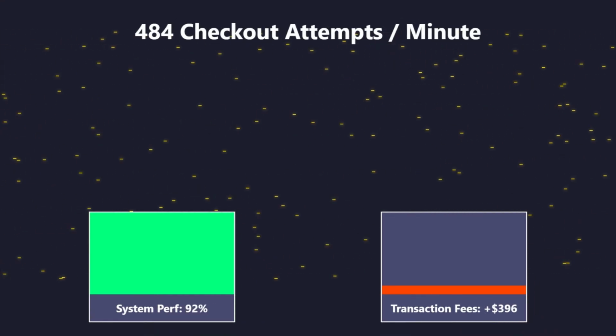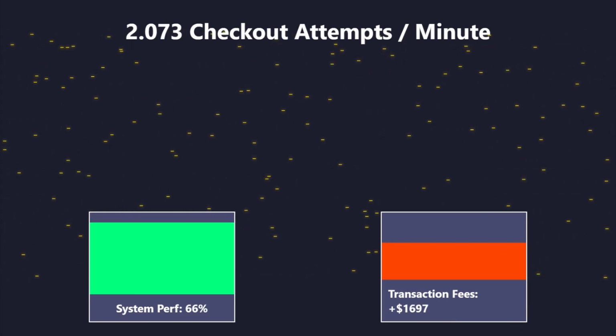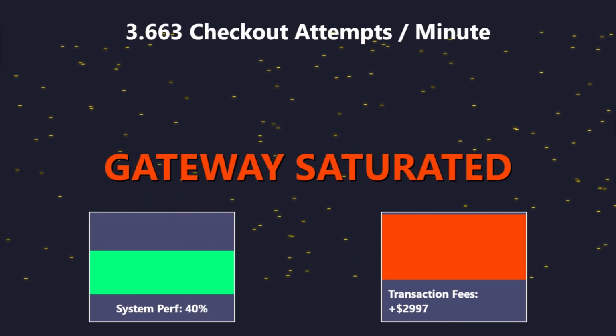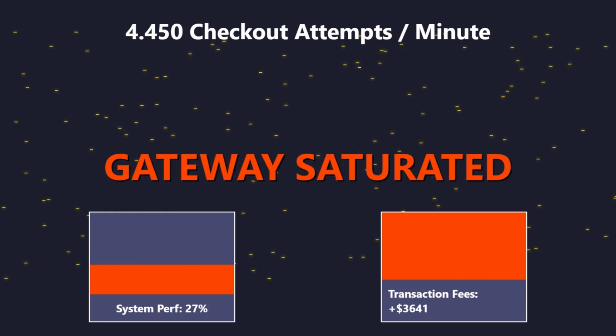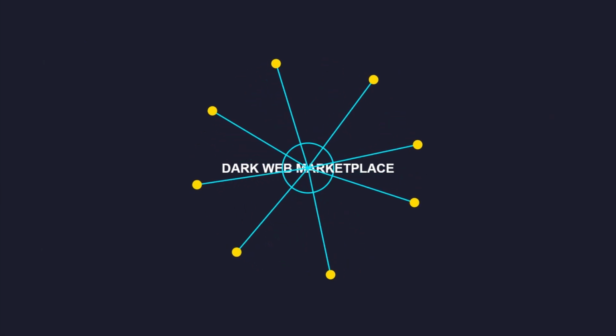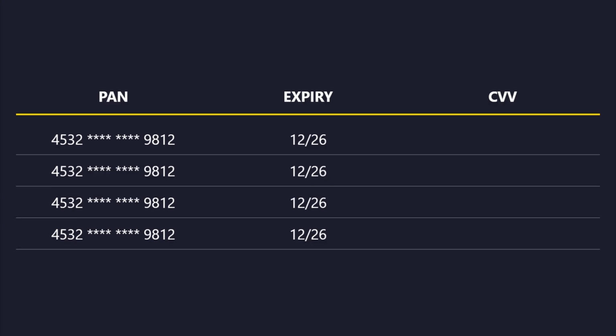A botnet executes 5,000 checkout attempts per minute using stolen credentials against your web application. This card stuffing attack saturates your payment gateway and drives up transaction fees while degrading system performance for legitimate customers. Attackers procure large databases of stolen credit card numbers from dark web marketplaces.